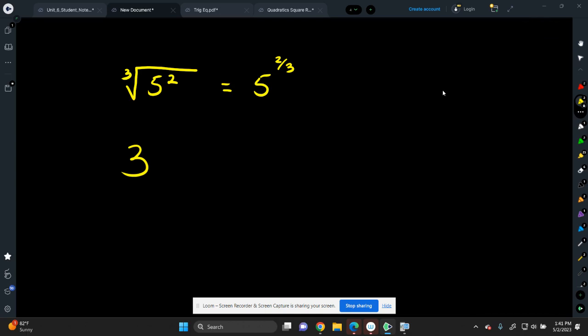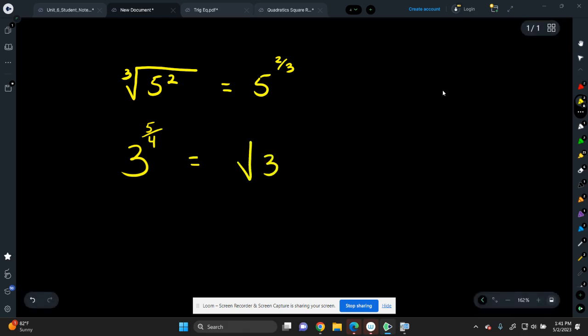Let's do 3 to the 5/4. Let's call on Anya. What is that in radical form? So you put the 3 in the square root, and then put the 4 on the outside, and then you put it in. No, you put the 5 on the 3. Yes, very good. Excellent. Good job. Okay, how about this one?